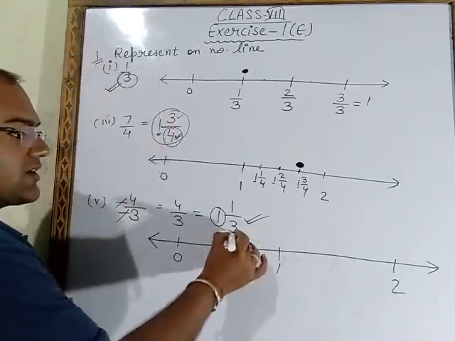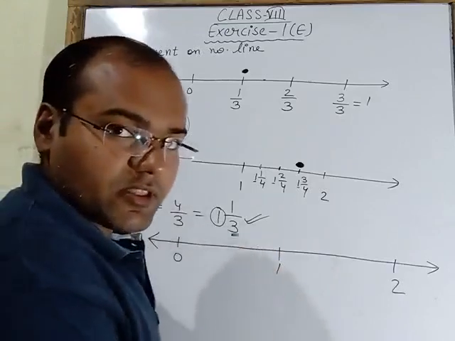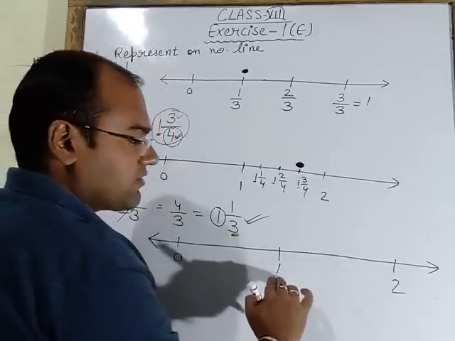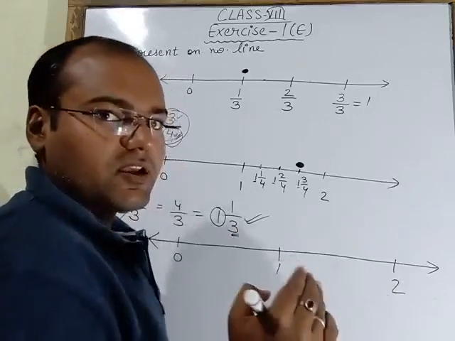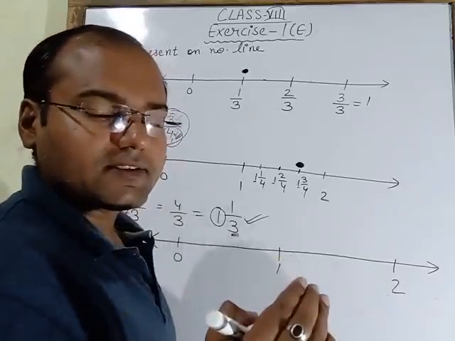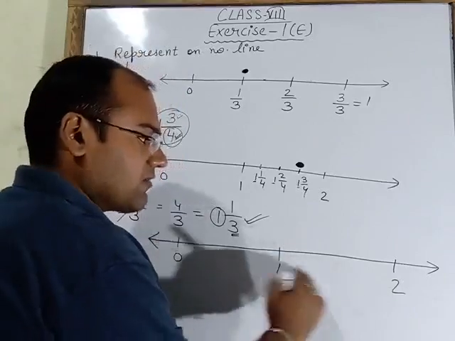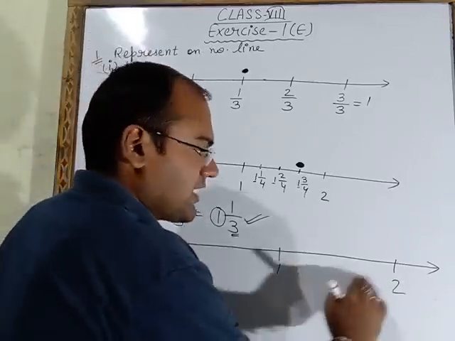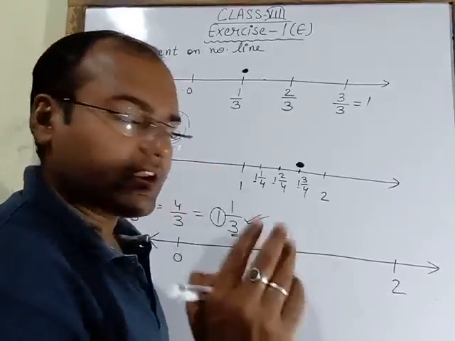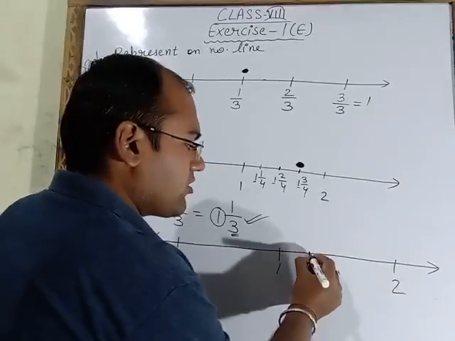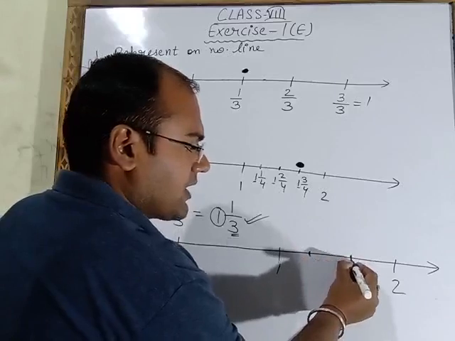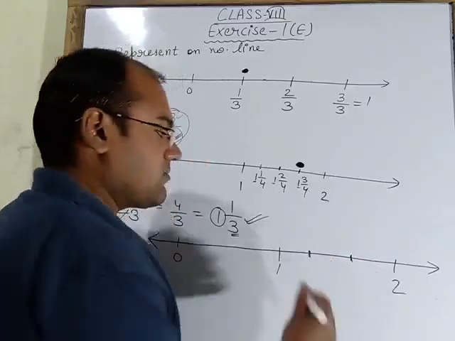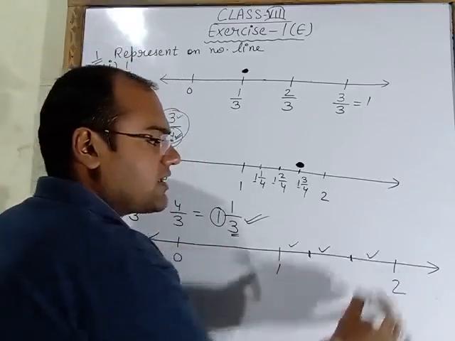Now next step, what is in the denominator? In the denominator 3 is coming. Here what is given? 3. That means between 1 and 2 we have to make 2 marks. What we have to do? Between 1 and 2 we have to make 2 marks, so that between 1 and 2 3 divisions will come. If we draw 2 marks, first one here and second mark here, so between 1 and 2 how many divisions are coming? 3 divisions, first, second and third.